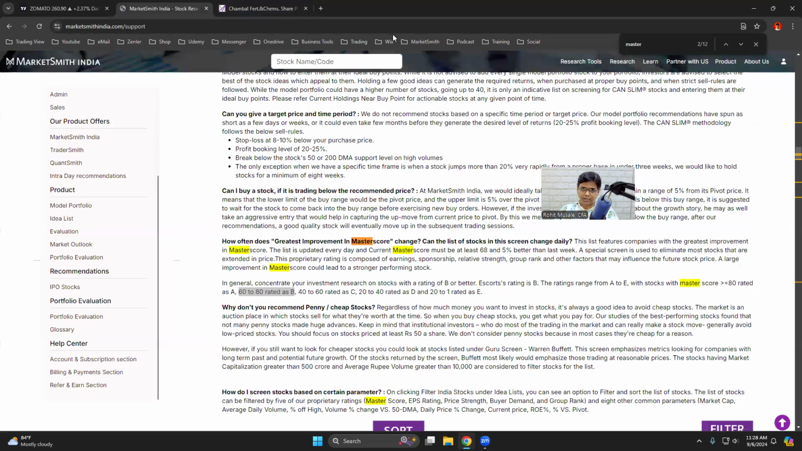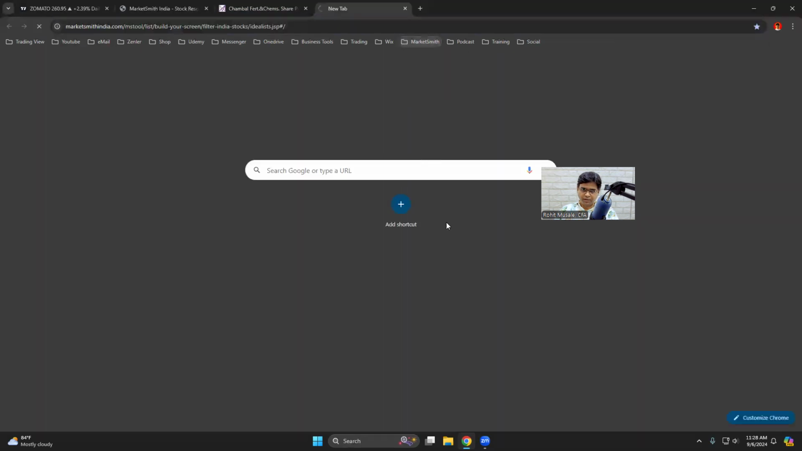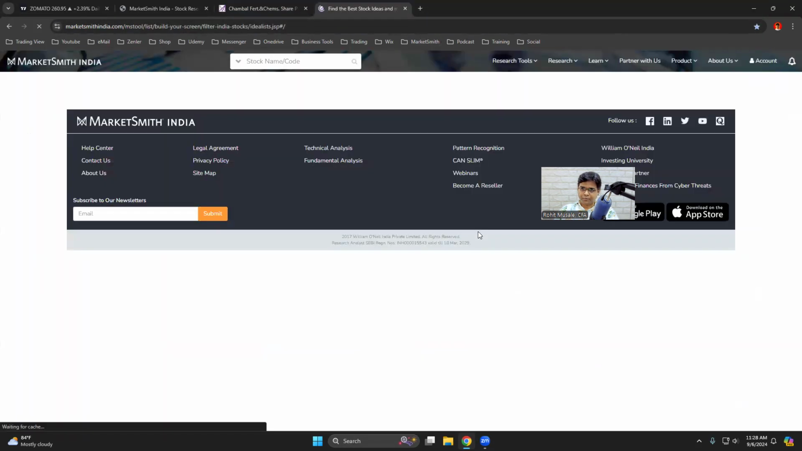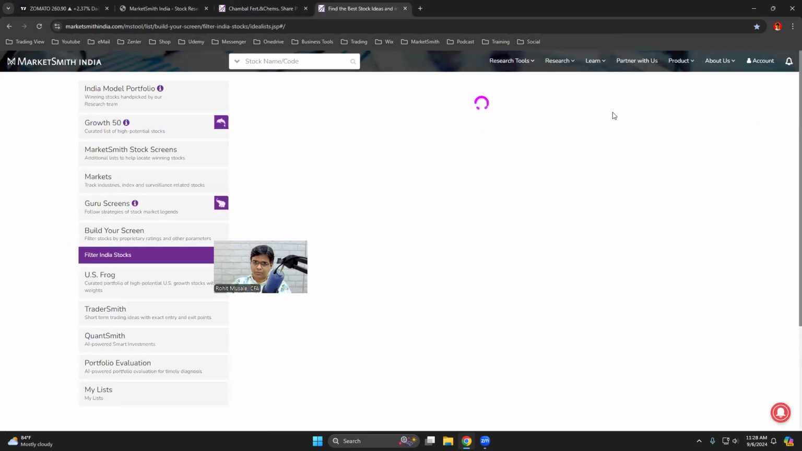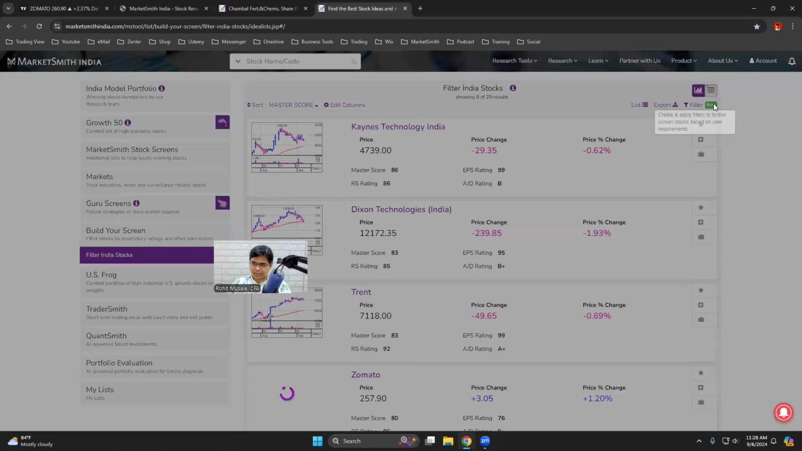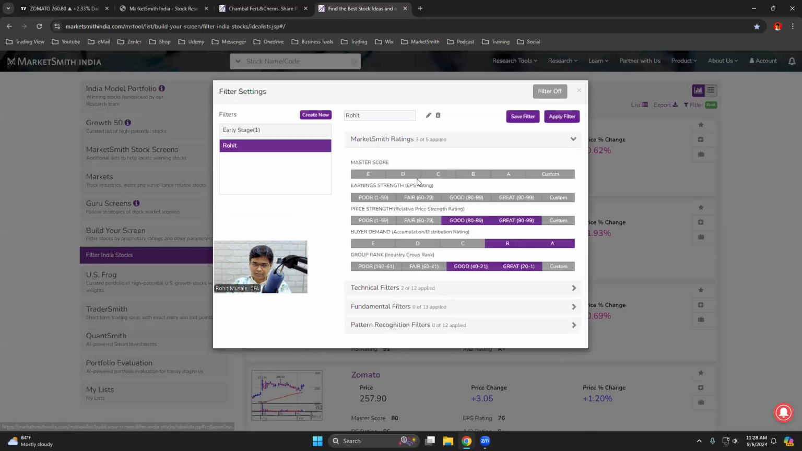So directly, if you want to see how to apply that filter, you can go here, see in filters. If I click here, there is master score A, B, C, D, E. So if you just click A, B, it will only give you those stocks. If you remove all these filters and just click A, B, it will give you all the stocks in the Indian stock market with a master score of A or B. Now that could be hundreds of stocks which you can't scan in a single day. So you have to put some other filters.